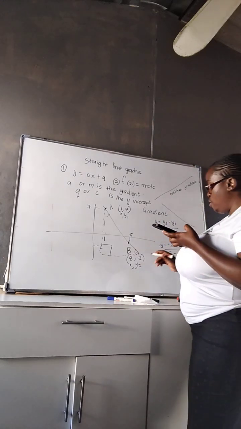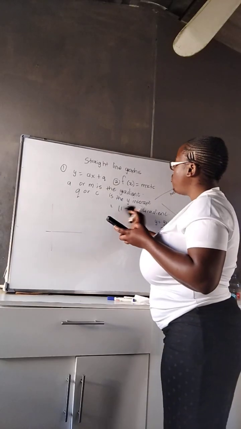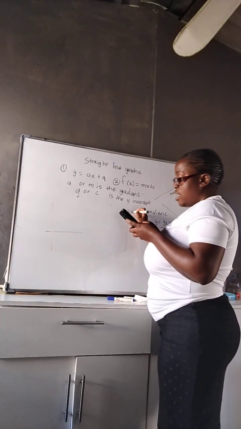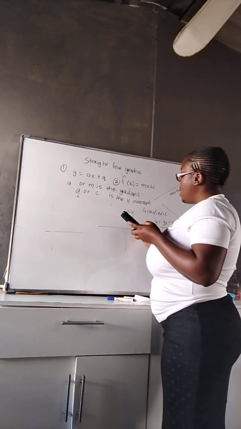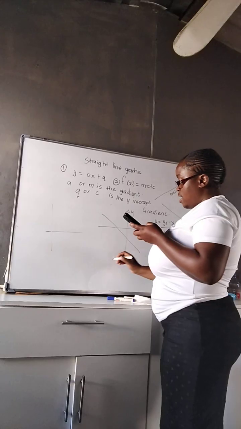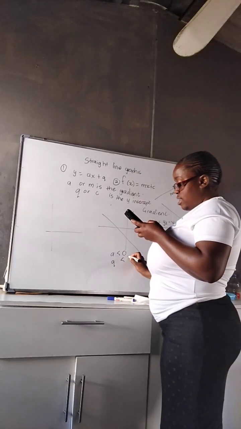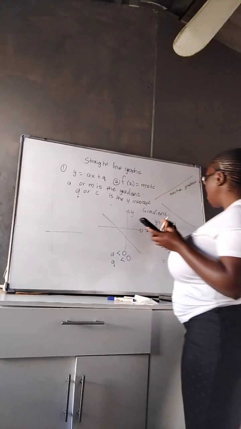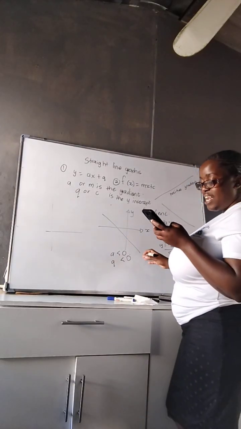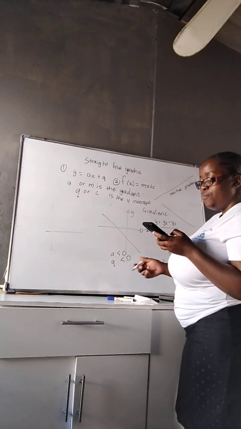All right, so if I'm going to be drawing my graph, and I draw my graph like this, this is my y and this is my x, like that, right? So when it's going like that, a is less than 0 and the gradient is less than 0. The gradient that we are talking about is this one. So if it's slanting like that, then a is less than 0 and q is also less than 0, right?